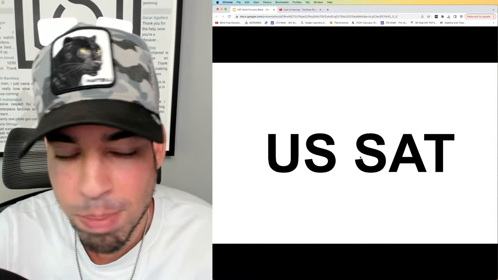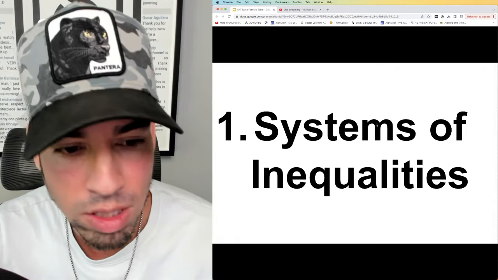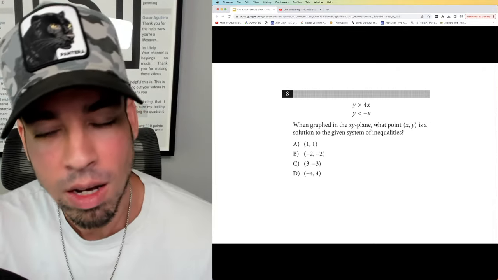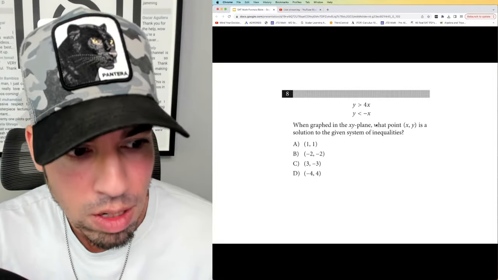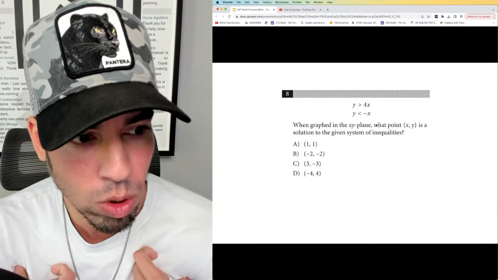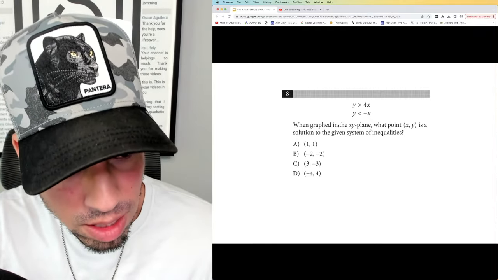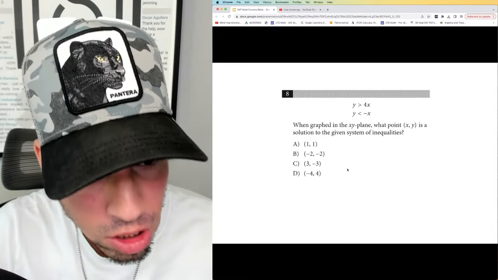For the US paper version of the SAT, we're going to start with that first. One of the things that I've been noticing a lot are these systems of inequalities. These are non-graphical ones. And what I usually do with these is just a straight plug and chug to figure out what's what. I think this is from a no-calculator section too, so you can't even rely on the calculator. But for this, you're just going to plug and chug through.